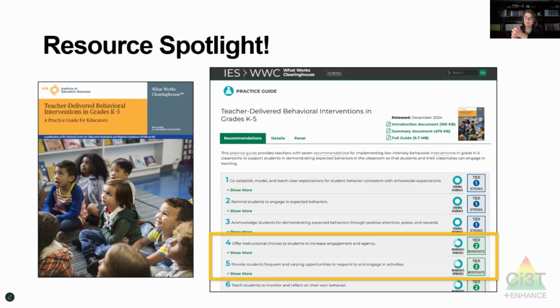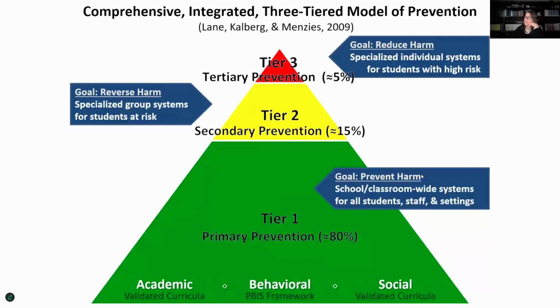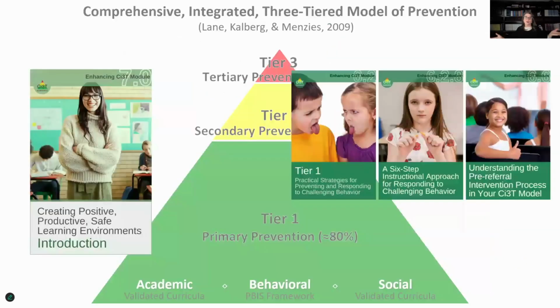So what you're hearing tonight is not just a pet project of Ci3T and this research team. This is recommended in the most recent practice guide that was just published by What Works Clearinghouse. And that is a free guide. And Elise, thanks for putting that in the chat. So you might want to download that for later. And you'll see that there's this giant summary document, there's the full guide, and there's pieces that come within it. So again, keeping in mind that you're working across the tiers.